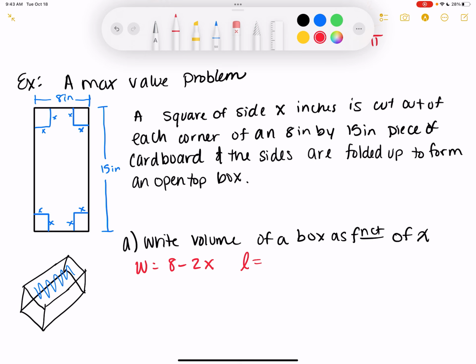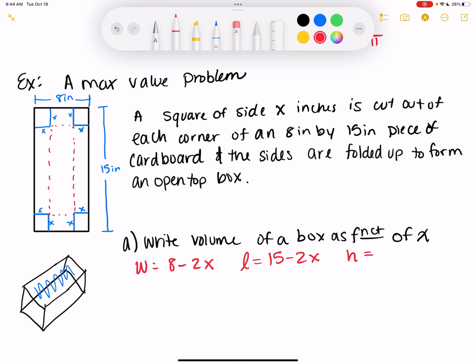The length also: we had a 15-inch length on the side, but we've taken out the x value in the corners, so it's going to be 15 minus 2x. And then what do y'all think the height's going to be when it gets folded up? So there's folds. The dotted lines are where folds are occurring. It would be 2x.